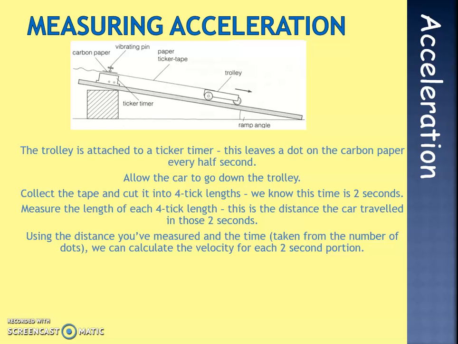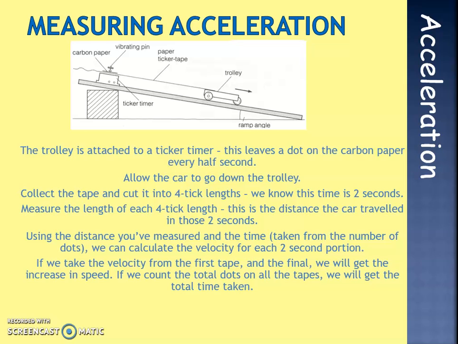Using the distance we've measured and the time taken from the number of dots, we calculate the velocity for each 2-second portion. If we take the velocity from the first tape and the velocity from the final tape, we'll get the increase in speed. If we count the total dots on all the tapes, we'll get the total time taken, and from this we calculate the acceleration from the change in velocity divided by the time taken.